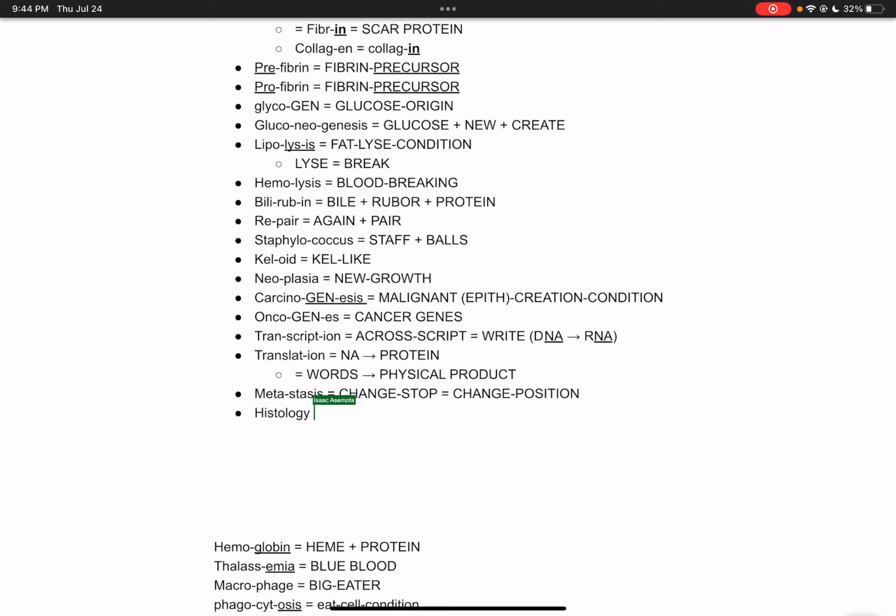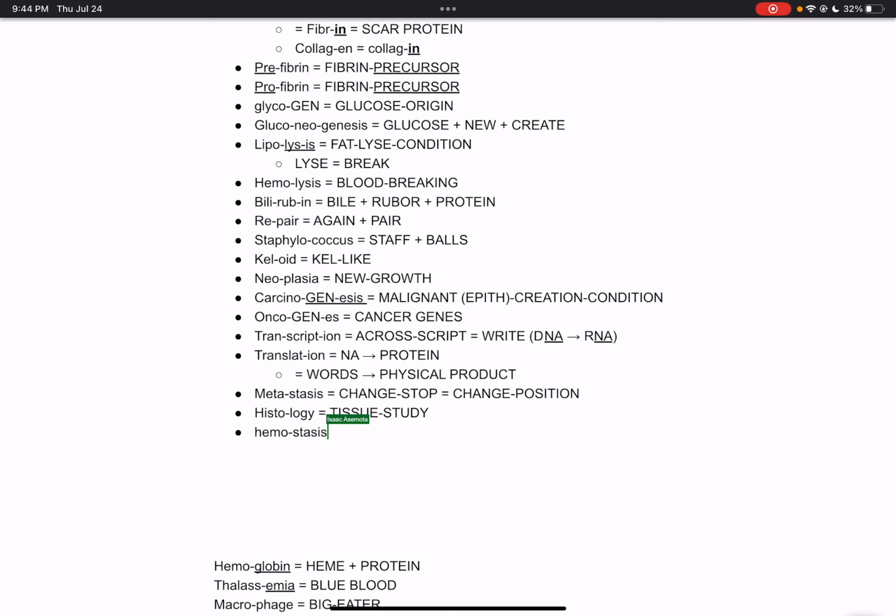Histology. Histo means tissue, and logy means study. This is the study of tissue. All tissue is made up of what? Epithelium and connective tissue. May or may not have some muscle or parenchyma underneath, like we said before.